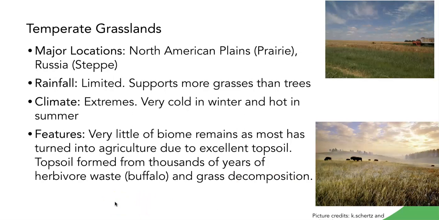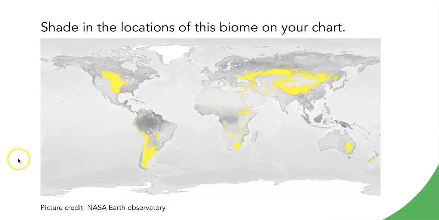What you need to know also is that thousands of years of decomposing grass and buffalo poop has made this soil extremely fertile, which is why it was turned into farmland. Pause as you need to. Now go ahead and shade in the major areas of this biome on your chart. Pause the video to do so.